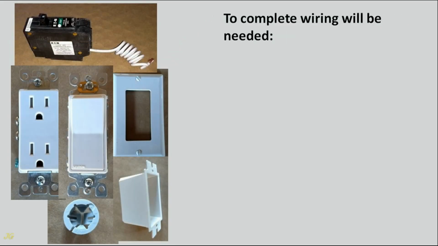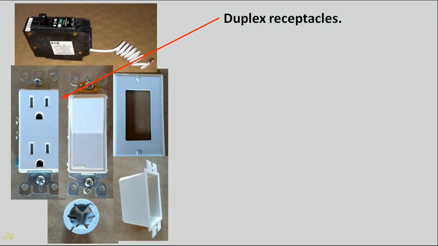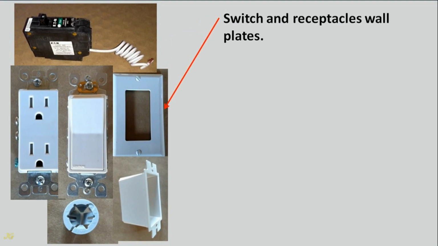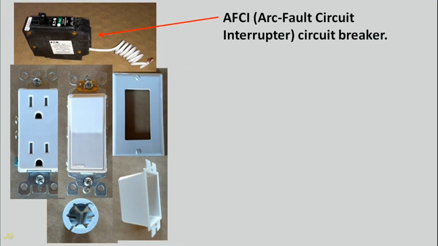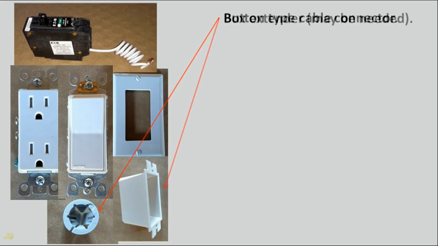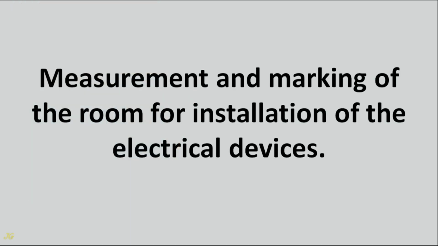To complete wiring will be needed duplex receptacles, single pole switch, switch and receptacles wall plates, AFCI, arc fault circuit interrupter, circuit breaker, button type cable connector, box extender, may be needed. Measurement and marking of the room for installation of the electrical devices.